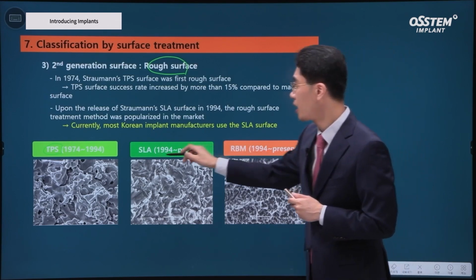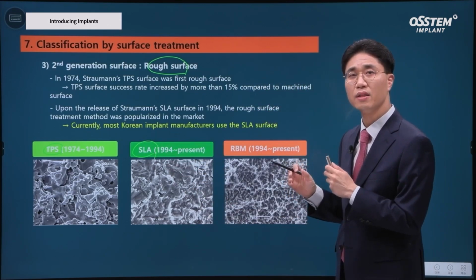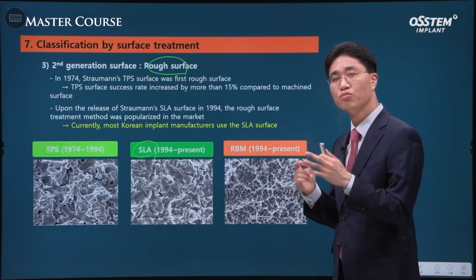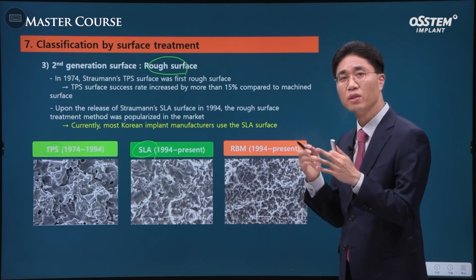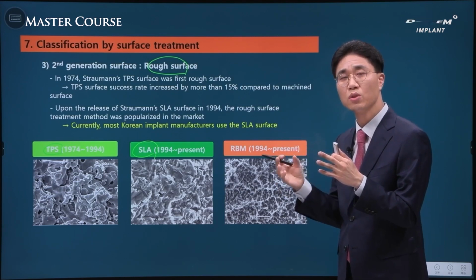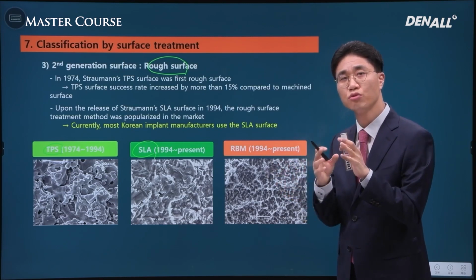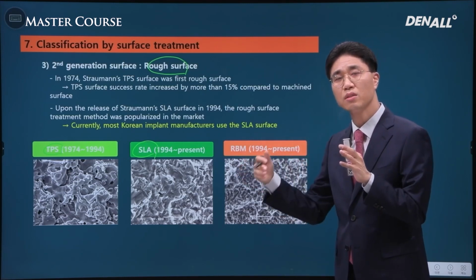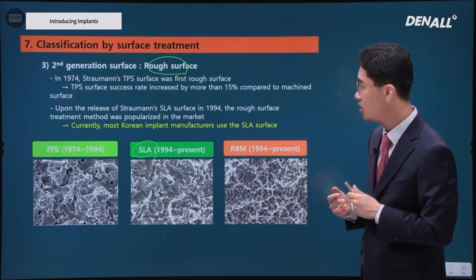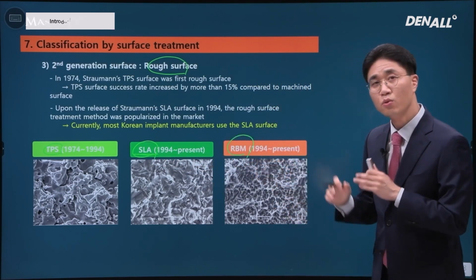And there's SLA, which stands for sandblasted with large grit and acid etch. In other words, in order to make the surface rough, physically sandblasting is done and strong acid is applied to enable chemical corrosion or etching. So, sandblasting, which physically roughens the surface, and acid etching, which is chemical process, is combined. This is SLA.